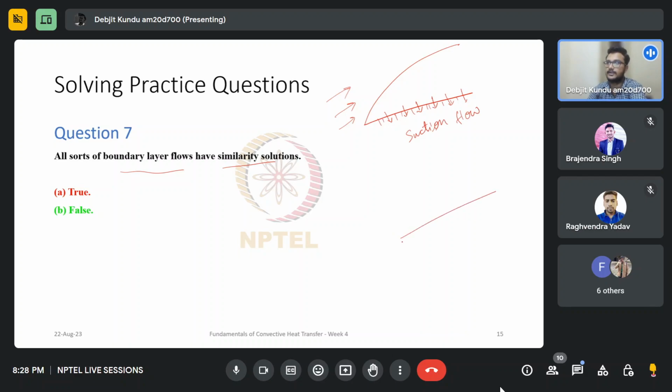Similarly, I can have flow addition as well. There could be flow very slowly but coming out of this boundary itself. So in that case, it adds momentum and the similarity solution argument does not work over there.